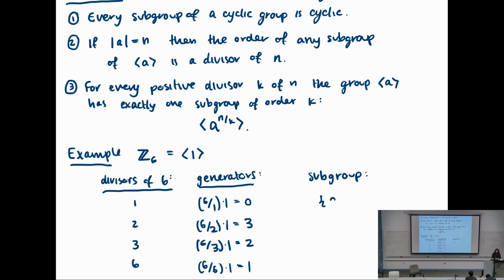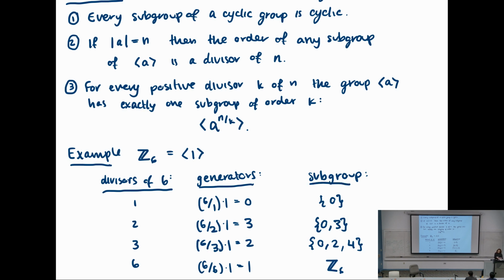So this first one would just be the one containing the identity. This one would be the identity and the element 3. This one contains the identity, 3, and it's generated by 2. The identity, 2, and 4. And then lastly, we get the entire group. I'll just write Z6.